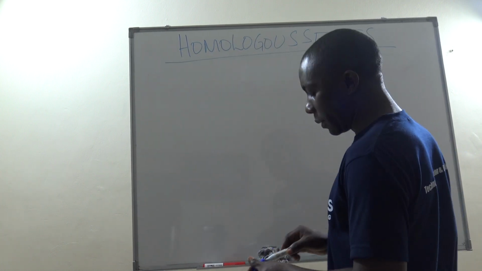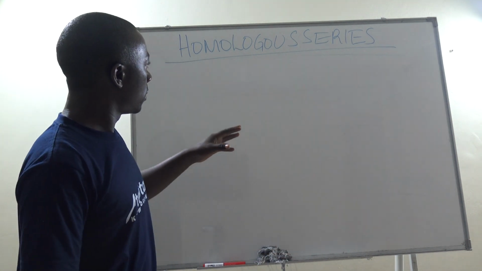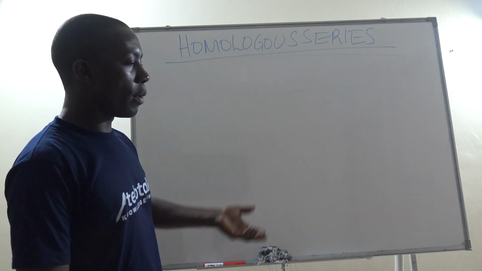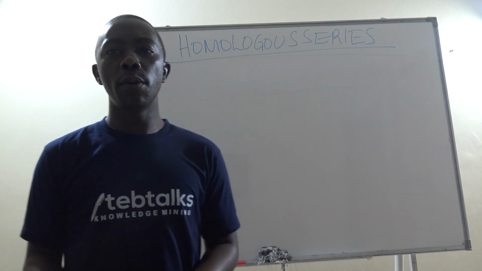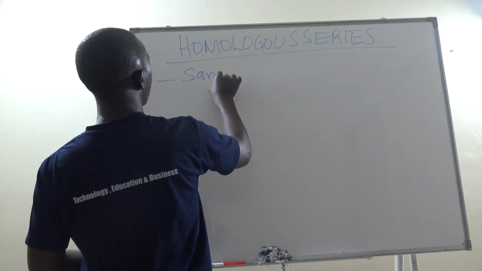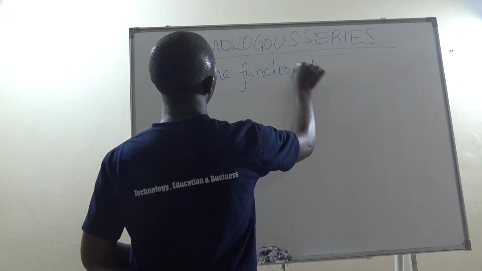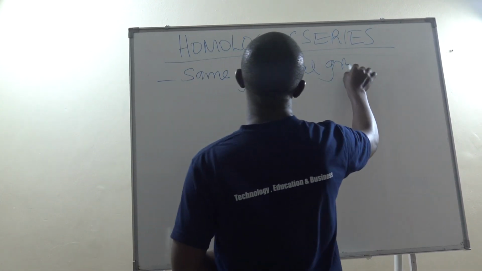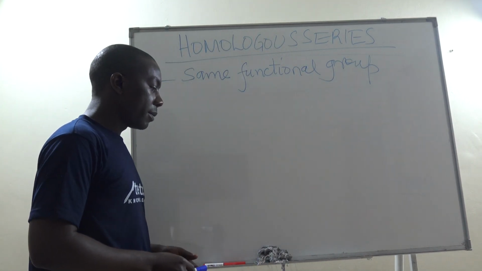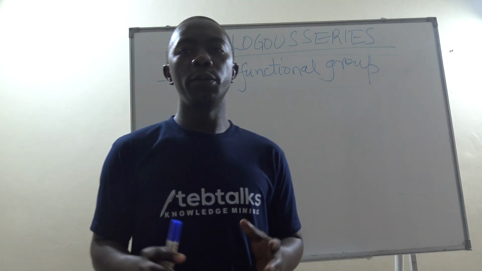Homologous series. Now, homologous series are simply groups of compounds with the same functional group. Groups could be many, compounds could be different.